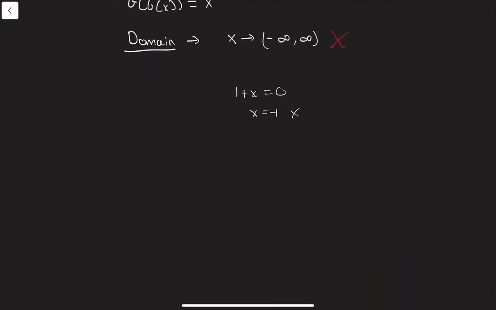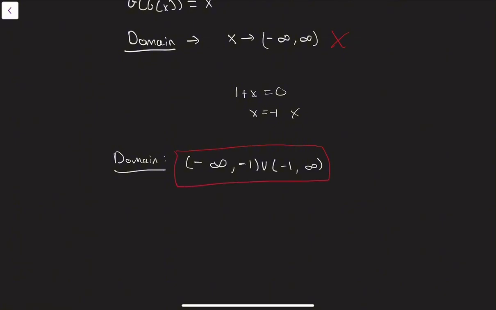So we can say that our domain is negative infinity to -1, not inclusive, and -1 to infinity. This should be a union. I don't know why I keep doing commas. And this is our final domain.